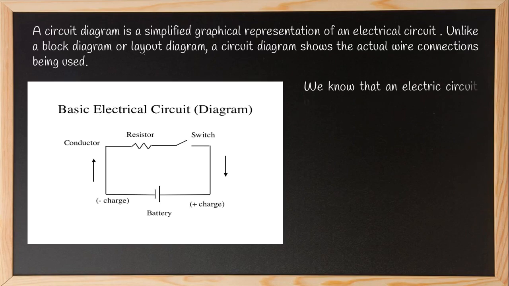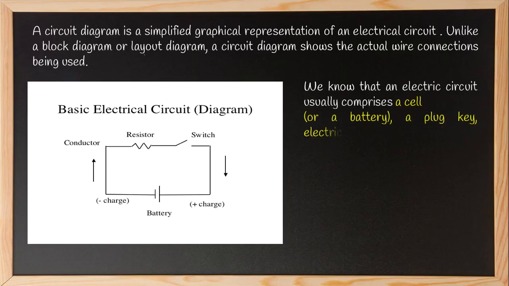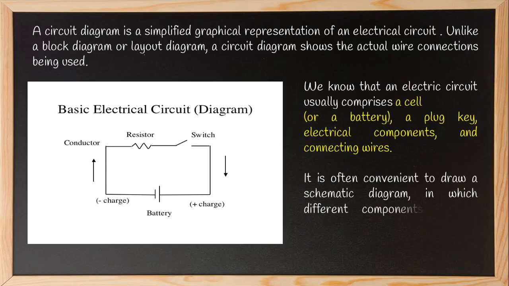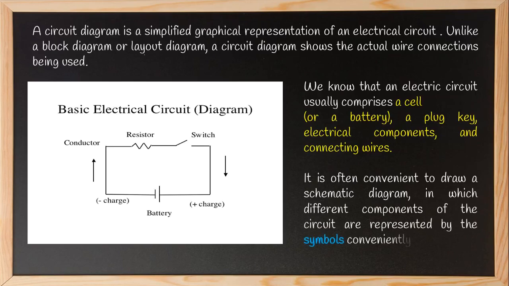And also, we know that an electrical circuit usually comprises a cell or a battery, a plug key, electrical components, and connecting wires. So, it is often convenient to draw a systematic diagram in which different components of the circuit are represented by symbols. Basically, in an electric circuit diagram, you can see a cell, which produces electrons and is the source. It can be a cell or a battery. You can see a switch, which is a plug key, and you can also see connecting wires.